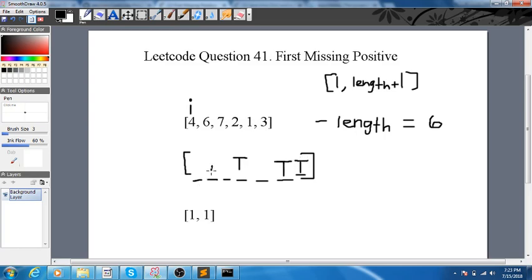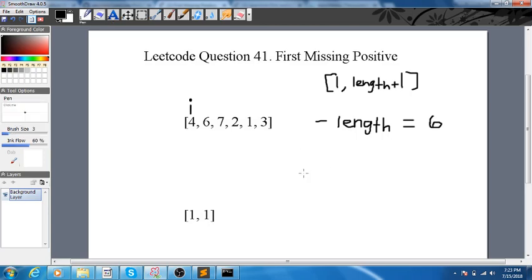2, we'll put a true here. 1, we'll put a true here. And then 3, we'll put a true here. And then you can just loop through all these numbers and find your first false, and that'll represent which number was not included in the list. So that uses big O of n storage. I'm going to show you how to do it with constant storage.